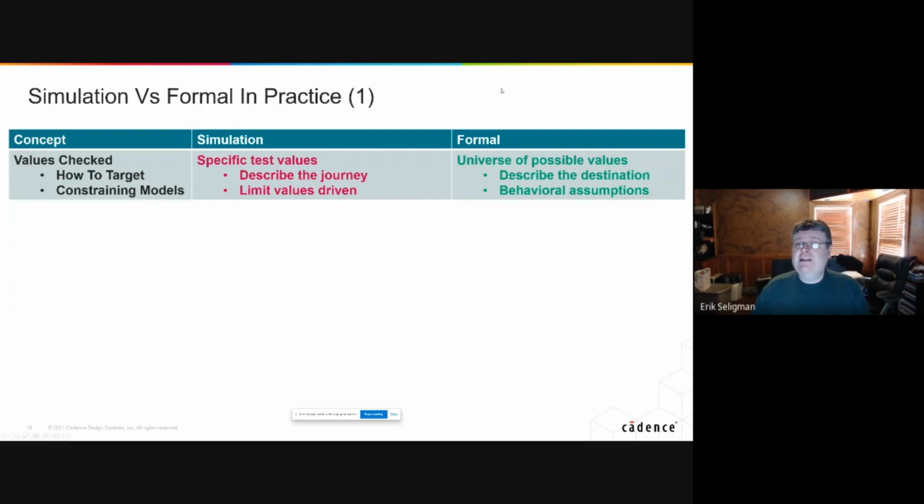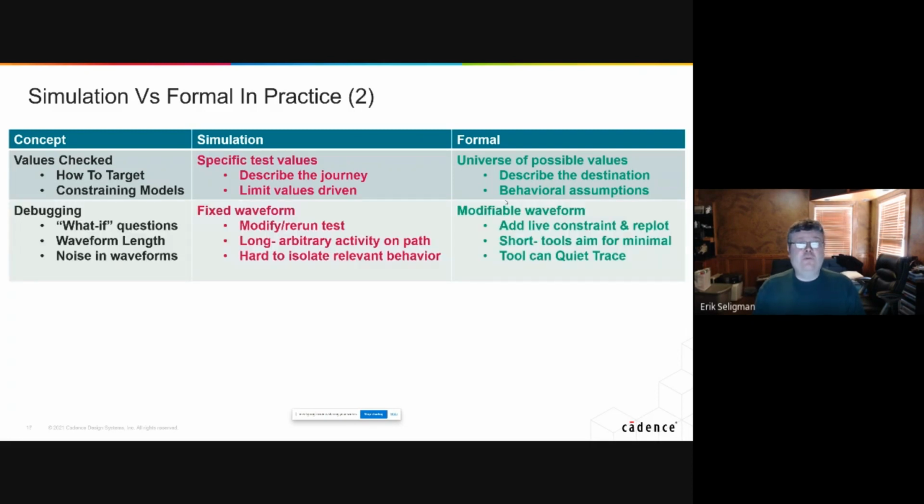While formal, again, is analyzing the universe of possible values. So you're describing the destination rather than the journey, which is a much more powerful thing to be able to do, right? Because the tool can solve backwards and figure out, okay, can you get to this bad state? Can you always get to these good states, etc.?